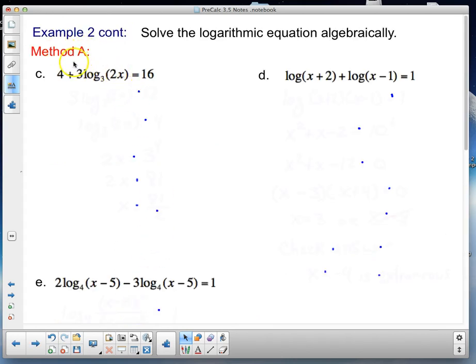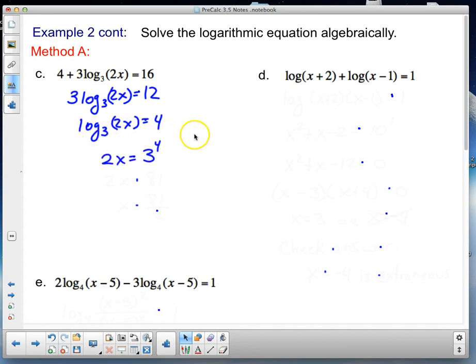Now I'm looking at my extended solving. I'm going to solve logarithmic equations algebraically. So I'm going to subtract 4 from both sides, and I get 3 log to the base 3 of 2x equals 16. Now I'm going to divide by 3 because I'm isolating my log. So I've got my log isolated, and I'm going to raise them both to the 3rd power, and that's 2x is equal to 3 to the 4th power. That's what I get to do.